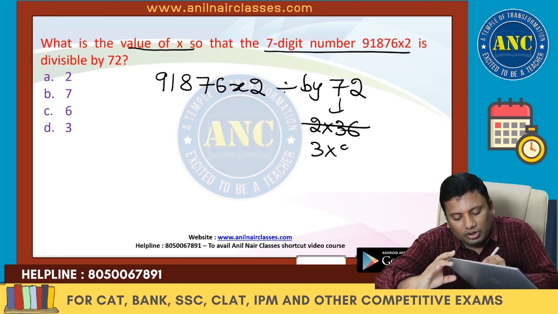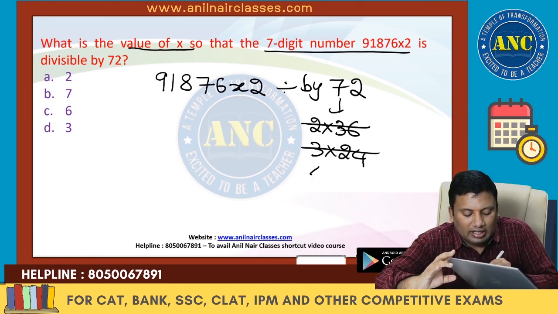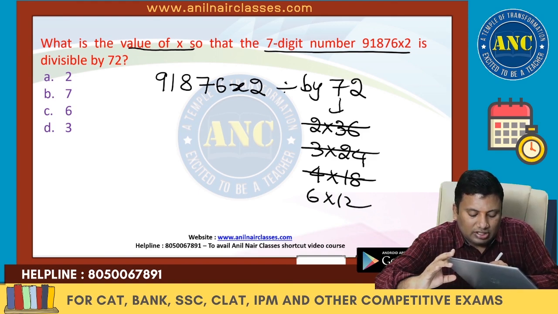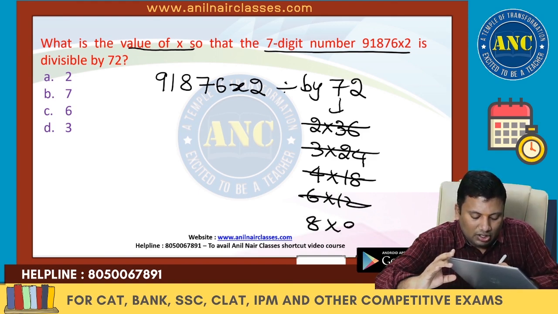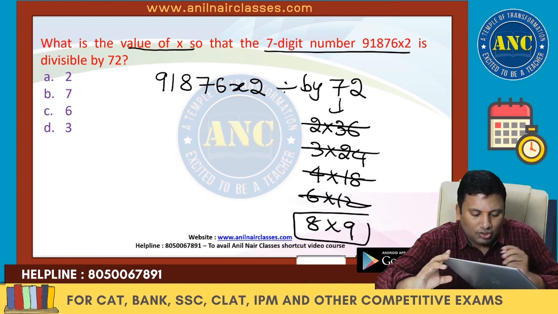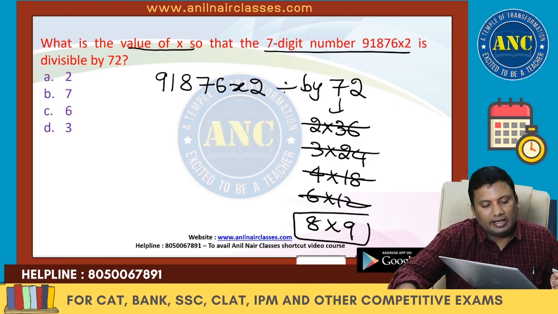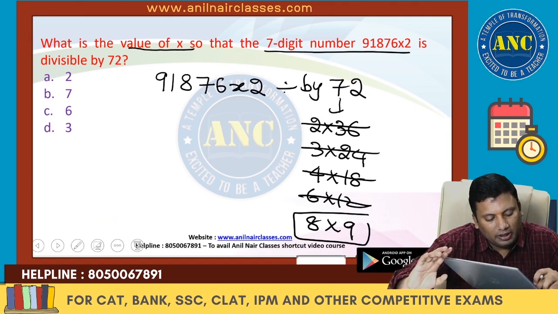2 into 36, I cannot write. 6 into 12, I cannot write. So it has to be 8 into 9.